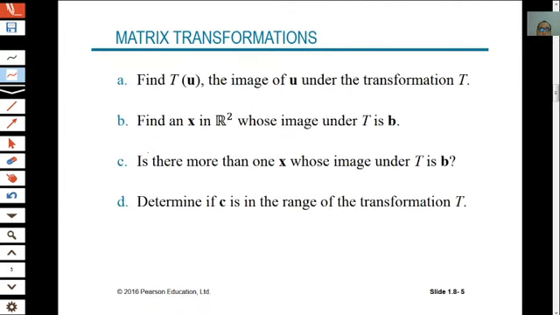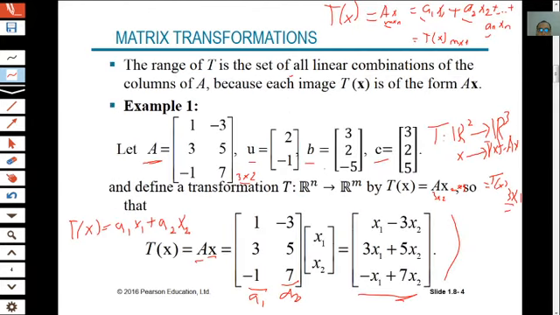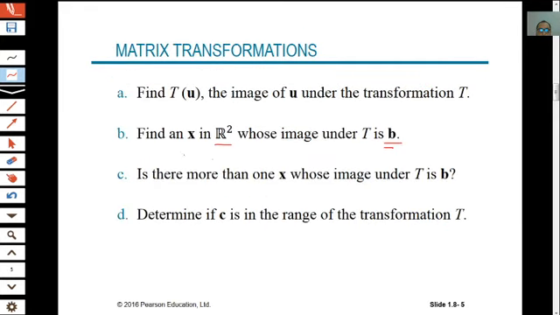Find an x in R^2 whose image under T is b. The question says that we should find some vector in the domain such that the image of this vector under the transformation has to be equal to the vector b, and we know the components of the vector b given in the question, you see. So can we find such an x satisfying this condition?